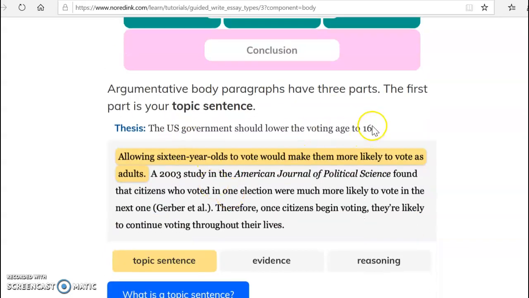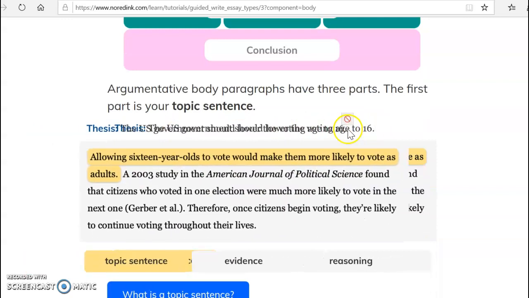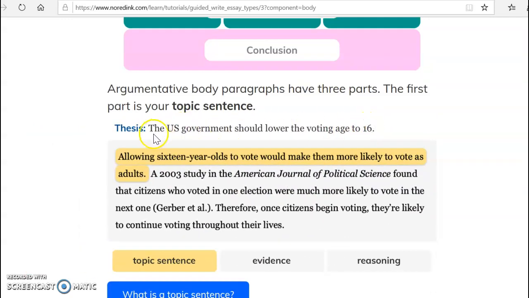Now, you have to remember what your thesis is. Okay? Well, it's not letting me highlight this, but basically right here, the U.S. government should lower the voting age to 16. That's not your thesis. This is an example. Your thesis is either parents should monitor their child's social media accounts or parents should not monitor their social media accounts. But whatever your thesis is, have it in mind because your topic sentences are your reasons why you think that parents should monitor or your reasons why you think parents shouldn't monitor.